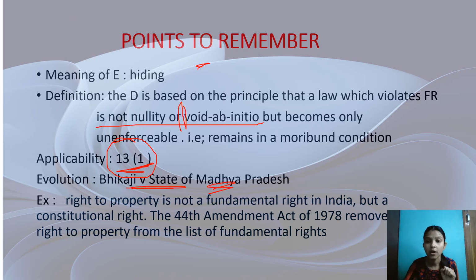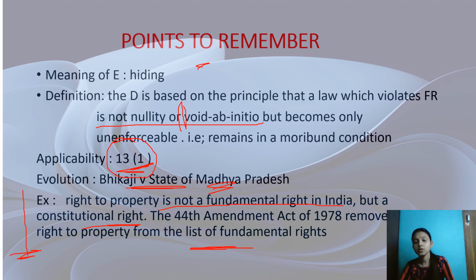The example that I have given here: right to property is not a fundamental right in India, though earlier it was under the fundamental rights. Later it was removed and put in the list of constitutional rights. So now it is a constitutional right. The 44th Amendment Act of 1978 removed the right to property from the list of fundamental rights. It is an important example that you need to remember, because with the help of this I am going to explain what the doctrine of eclipse is.